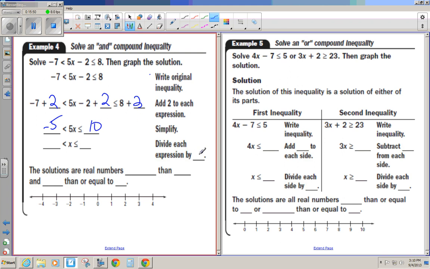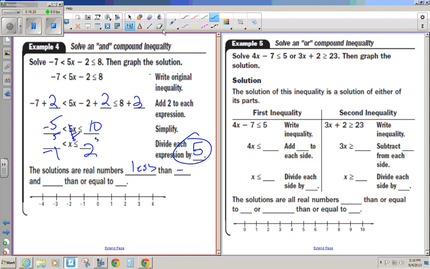Then you divide each expression by 5. Divide everything by 5. The 5's cancel. It becomes 2 and negative 1. At no point do you switch the inequality, because you only divided by a positive. So the solutions of real numbers are less than negative 1.